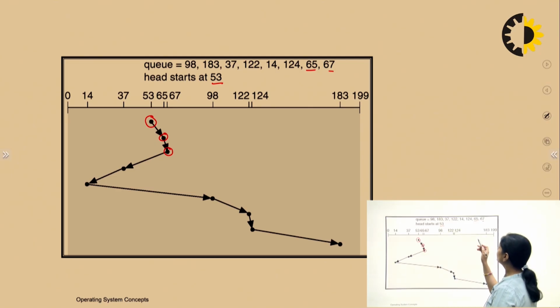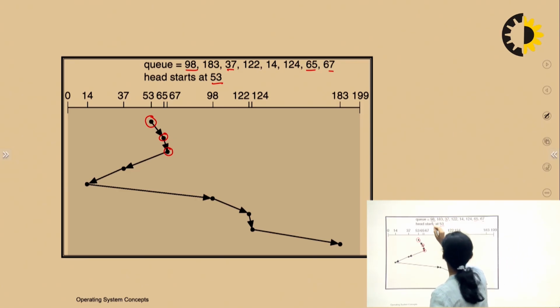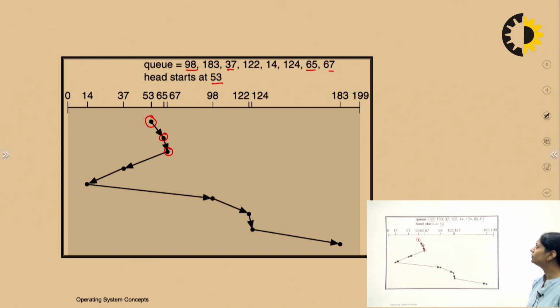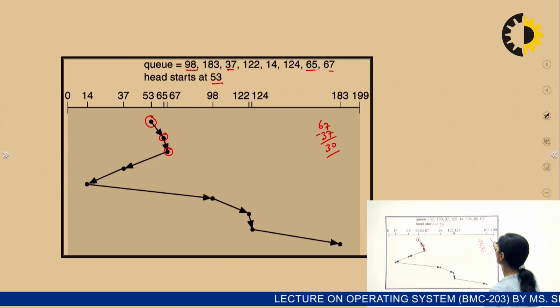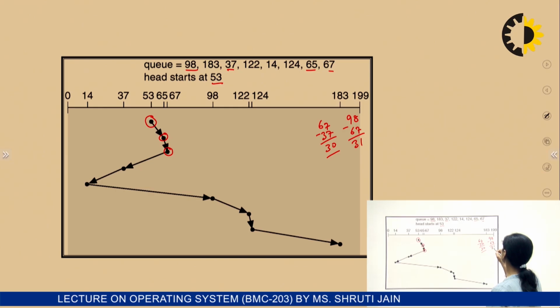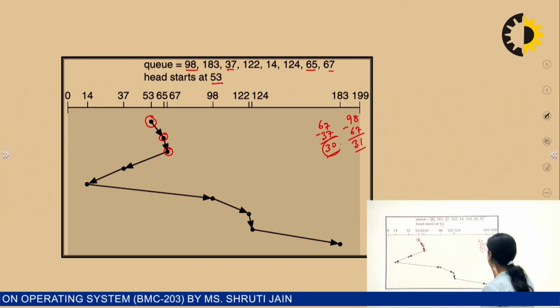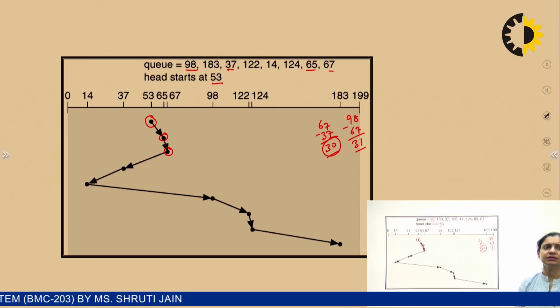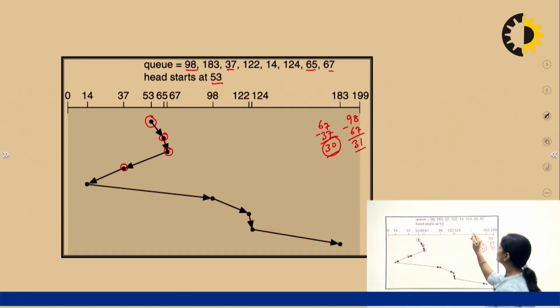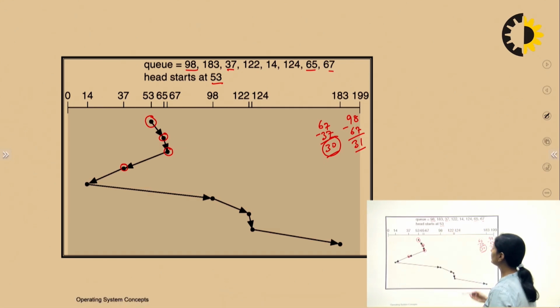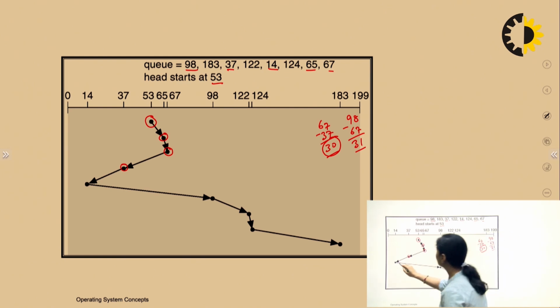Now if we look here, we have two values that could be traversed. The first one is 37 and the other one is 98. If we find out the difference between 67 and 37, that comes out to be 30. And if we find out the difference between 98 and 67, it comes out to be 31. So the value nearest to 67 is 37, so it will move to 37. Once it moves to 37, the nearest value to 37 is 14. So 14 will be traversed here.